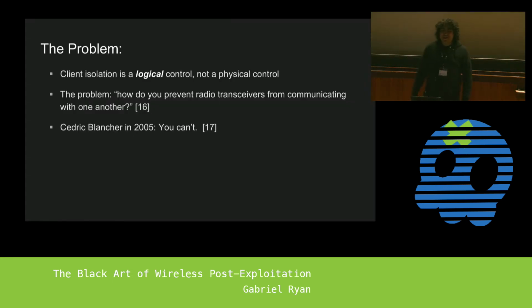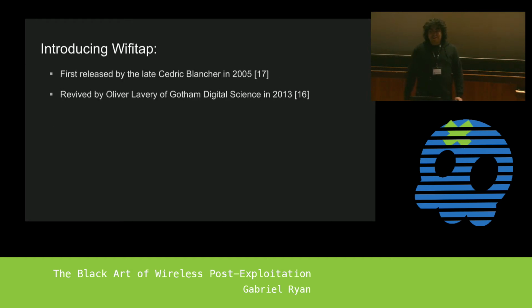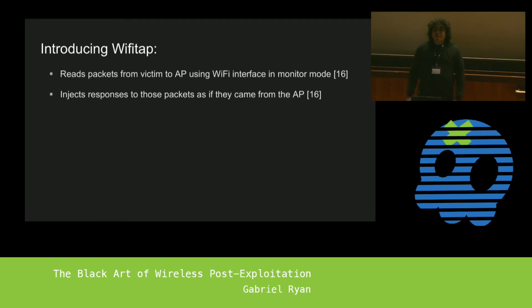The problem is that when we talk about client isolation on a wireless network, it really is a logical control, not a physical control. The problem is how do you prevent radio transceivers from communicating with one another? Actually, a really awesome researcher, unfortunately no longer with us, Cedric Blanchard, back in 2005, his answer was quite simply, you can't. And he came up with this really cool tool called Wi-Fi Tap that can be used to bypass client isolation. It was later revived by Oliver Lavery at GDS, way before my time, but that happened.